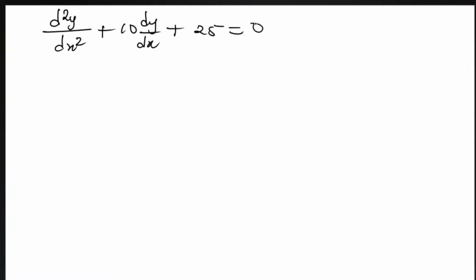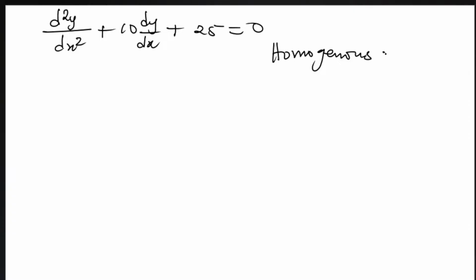And what's your equation? Your equation is simply d square y over dx square plus 10 dy over dx, right? Plus 25, and this is equal to 0. What do you do? The first thing is to check if that equation is homogeneous. Simply write it down. Yes, your equation is homogeneous. This is having an extra mark. You've given yourself an extra mark.